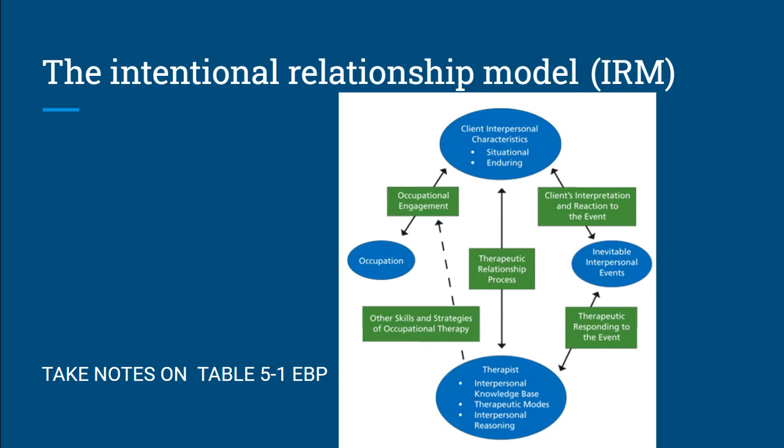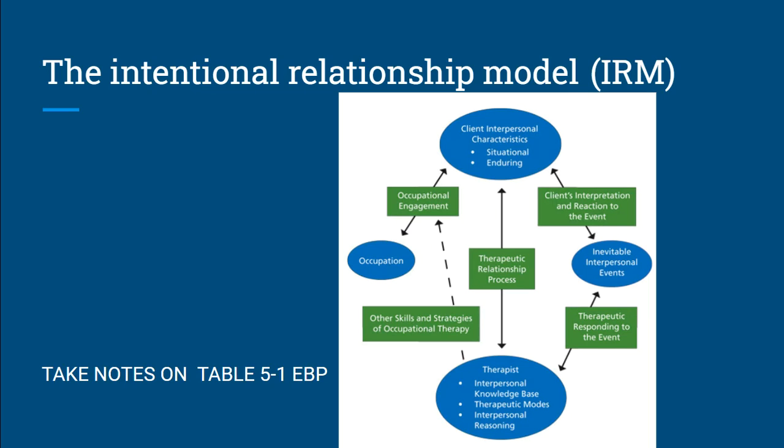All right, so this is a great visual for the intentional relationship model, which is what this whole chapter is on. You should look at table 5.1, which shows some evidence about learning about the intentional relationship model. You should take notes, though, on box 5.1, the AOTA Code of Ethics.